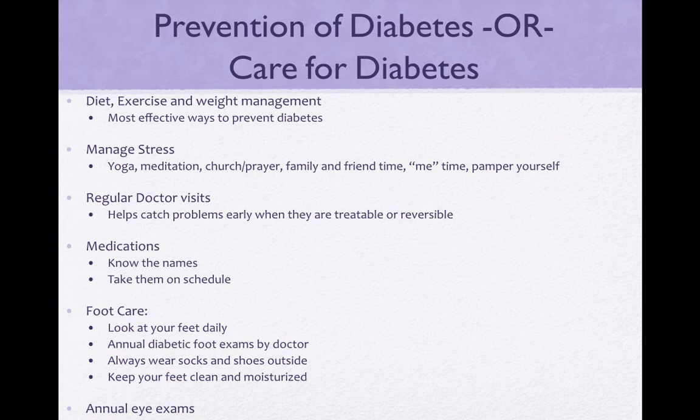Medications. Know the names of your medications. That way, if you happen to go to the emergency room or you happen to switch doctors, they'll be able to keep it managed for you because you know the names of your medications and the dosages. Another thing about the medications is to take them on schedule as prescribed by your doctor. Make sure you do that because that will definitely help you either prevent complications or it'll help you care for your diabetes in the most effective way.